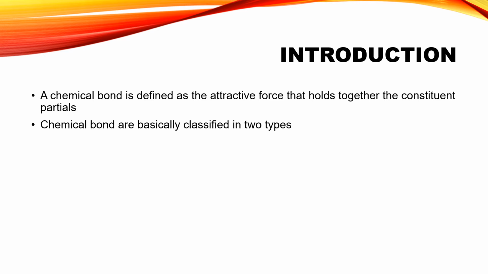VSEPR theory, that is valence shell electron pair repulsion, VBT, valence bond theory, and MO theory, molecular orbital theory, and Lewis diagram, right? And also chemical bonds. Now, chemical bonds are basically classified into two types.